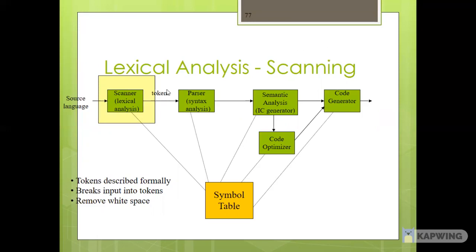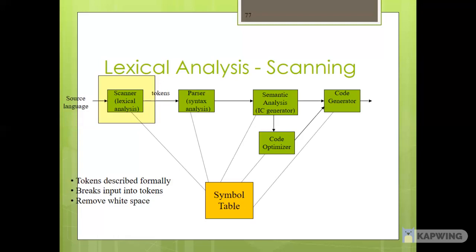A token is a sequence of characters having a collective meaning. Each and every program will have tokens, and each token will have a specific meaning. For example, suppose we have an assignment statement in our source code as follows: total = count + rate * 10.